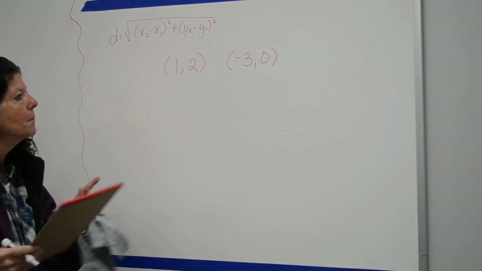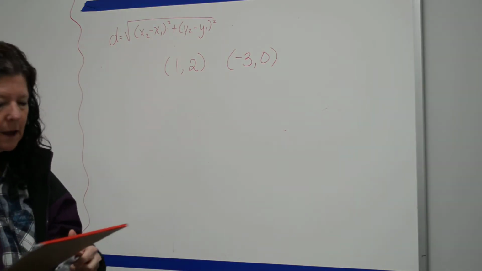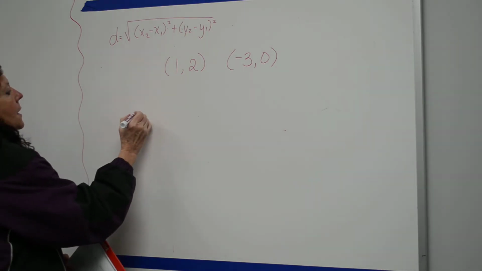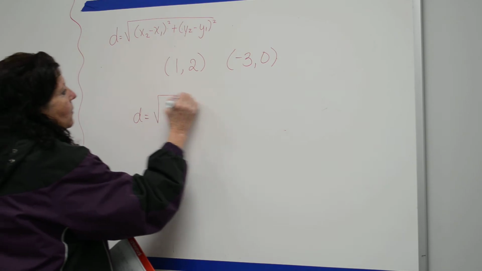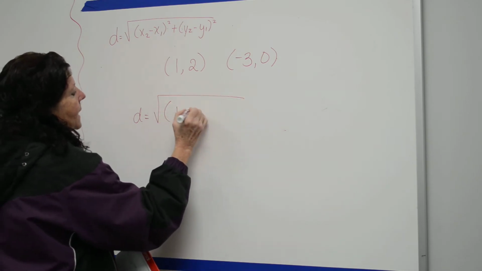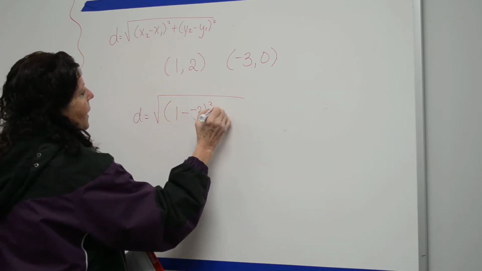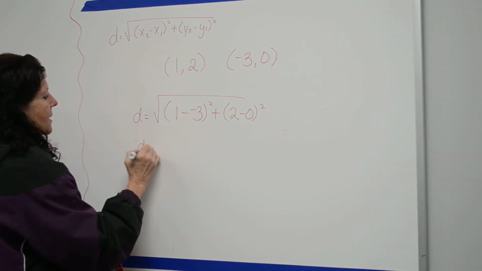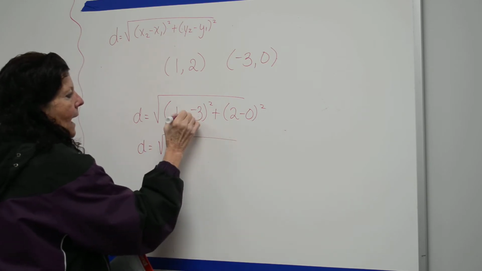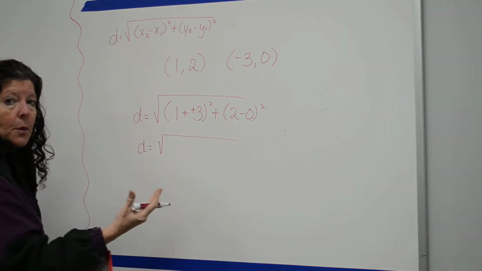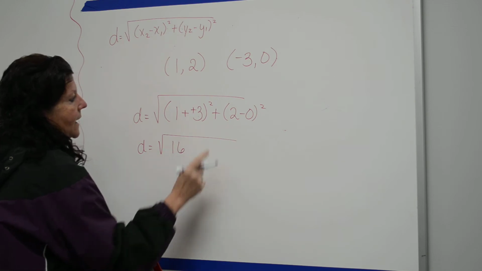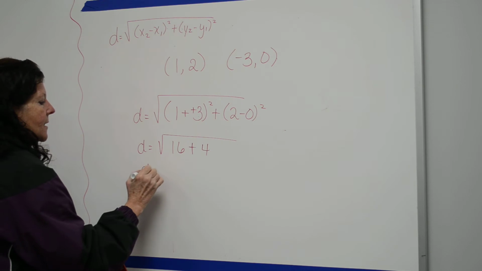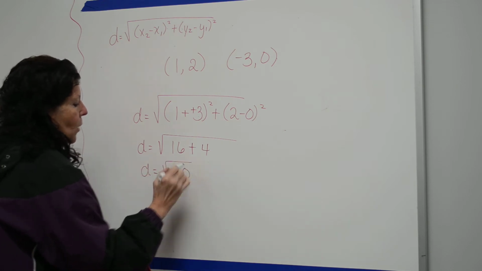So go ahead and pause the video, work that problem out, and then come back and see if you get it correct. The distance is equal to the square root of (1 minus negative 3) squared plus (2 minus 0) squared. So the distance is equal to, I'm going to add the opposite of the second number, so it's 4 squared, or 16, and 2 squared, which is 4.